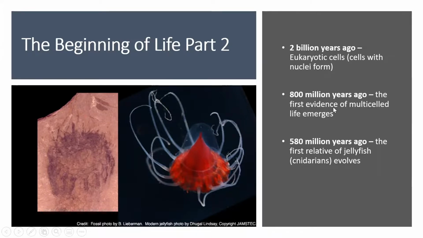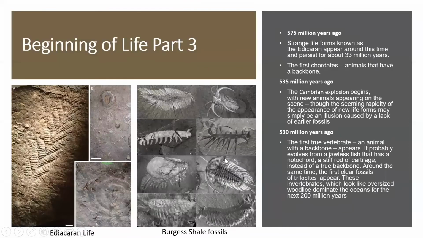The first evidence of multi-celled life emerges. Again, very faint fossils, but by 580 million we're going to have some better fossils. Before this point, they're trace fossils, and that's stromatolites. We don't really have other evidence. By 580 million years, we have the first relative of the jellyfish, the Cnidarians, evolving. This is suddenly where everything makes a jump start.